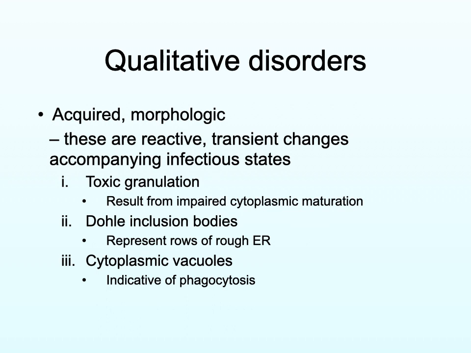The acquired qualitative disorders are morphologic. These are reactive, transient changes accompanying infectious states. They are toxic granulations that result from impaired cytoplasmic maturation, Döhle inclusion bodies that represent rows of rough endoplasmic reticulum, and cytoplasmic vacuoles that indicate phagocytosis.